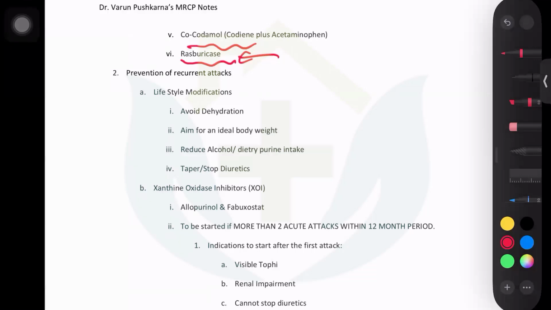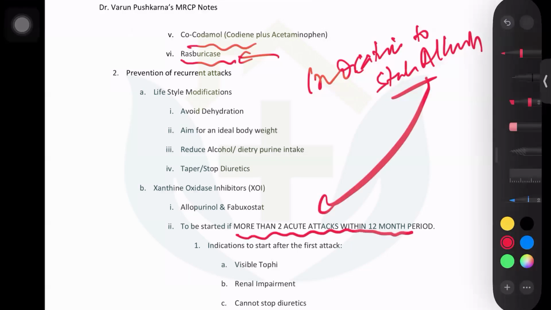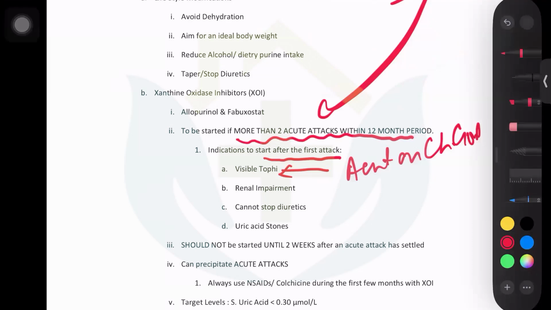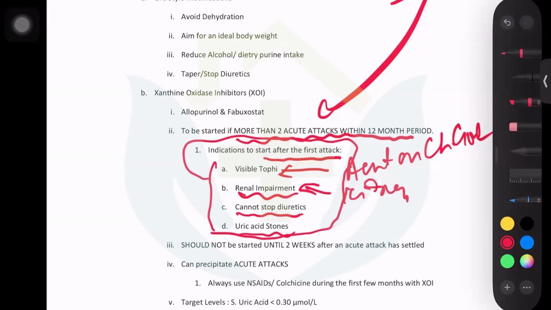So prevention of recurrent attacks. What is the indication to start allopurinol? Anyone? After the first attack, more than 2 attacks within 12 months. But there are certain other indications where you can start after the first attack: where there are visible tophi, that means acute on chronic gout, or wherever there is kidney impairment, because the kidney cannot take out the uric acid. It's not working that well. Where you cannot stop diuretics, where the patient already has uric acid stones. So these are the only indications where you have to start it after the first attack. Otherwise, the indication is to start allopurinol when more than 2 attacks have occurred in the last 12-month period.